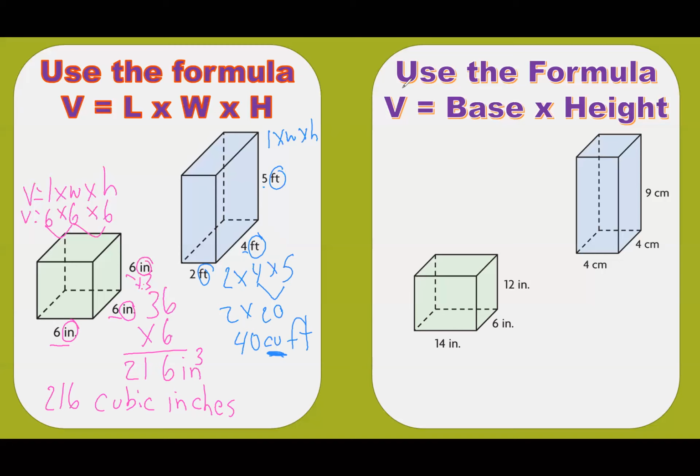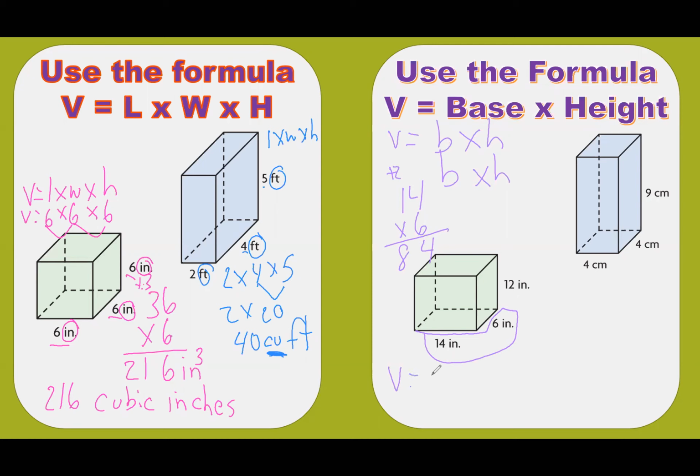Now over here on the right, our volume equals base times height. But you and I know that this base is really length times width. It's length times width times height. But instead of saying length times width times height, we're substituting that with base. So that means we have to find the base first. Well, length times width, that's how we get our base. So let's start here. 14 times 6. 6 times 4 is 24. And then 6 times 1 is 6, 7, 8. So our base is 84.